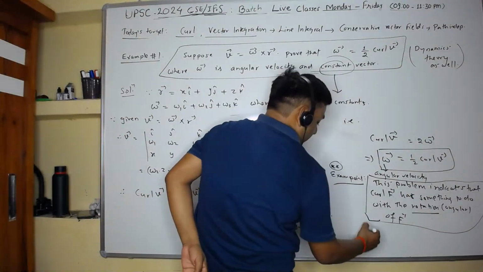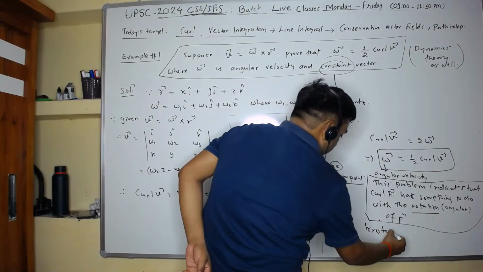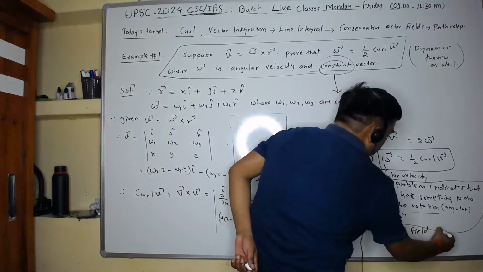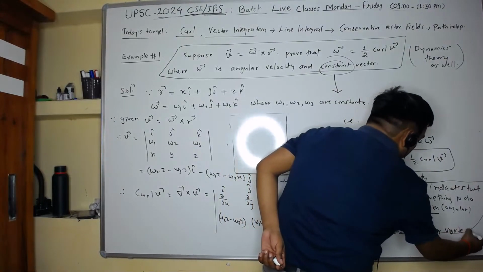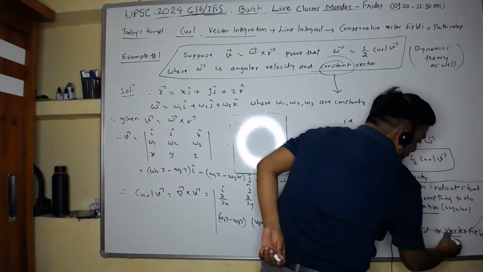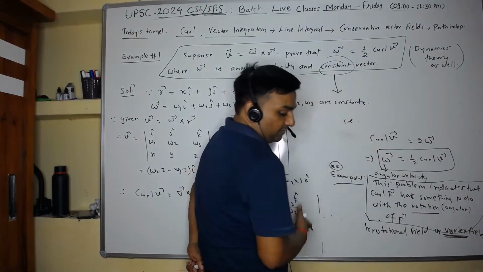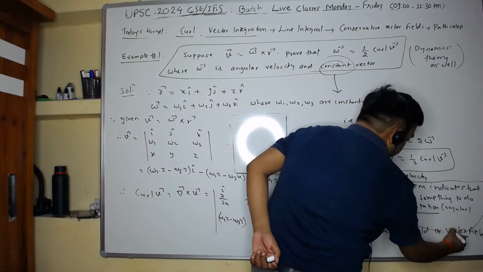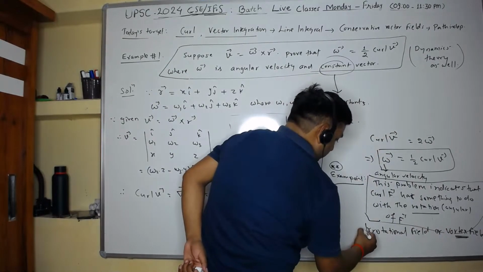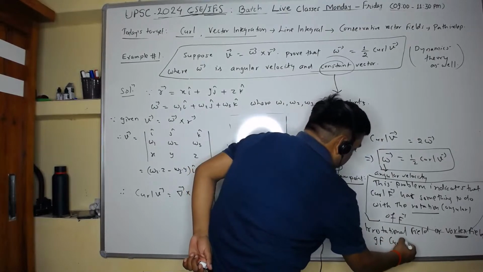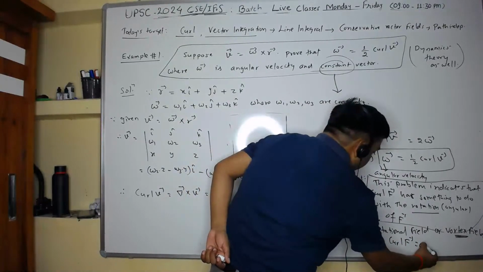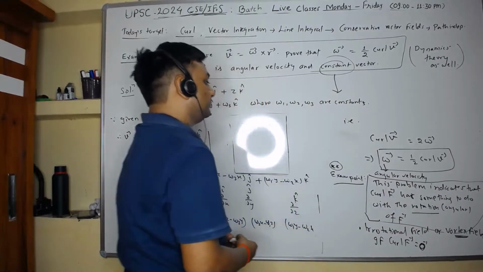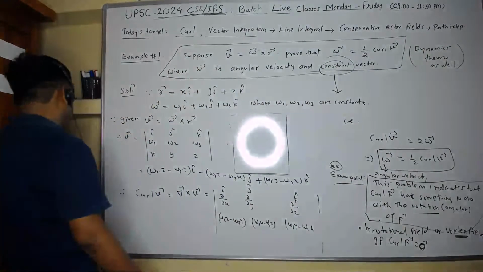For irrotational, one more word is used: irrotational field and vortex field. Please note down this keyword as well, because sometimes in the exam hall they can use the keyword vortex. And this happens when curl of f vector is zero vector. Please note down that as well.